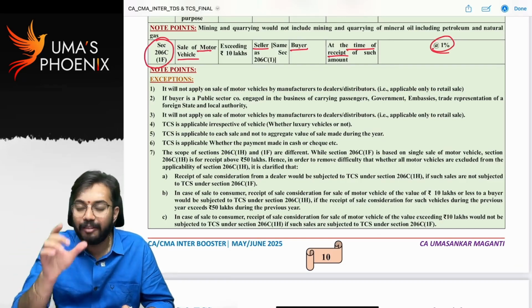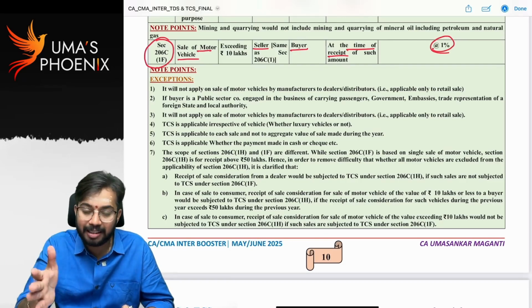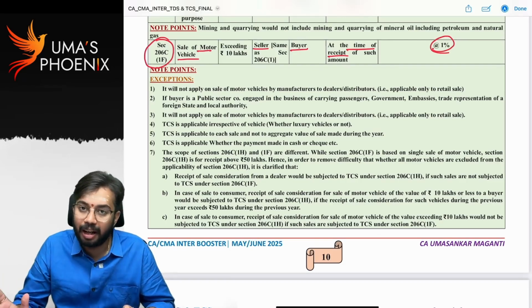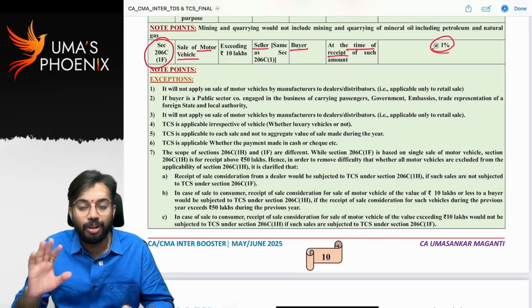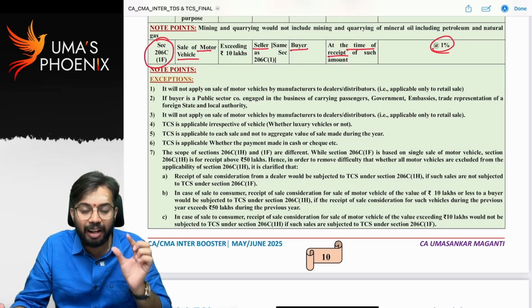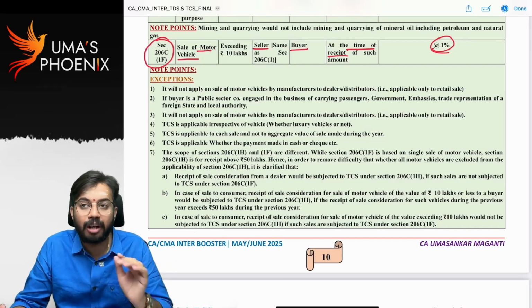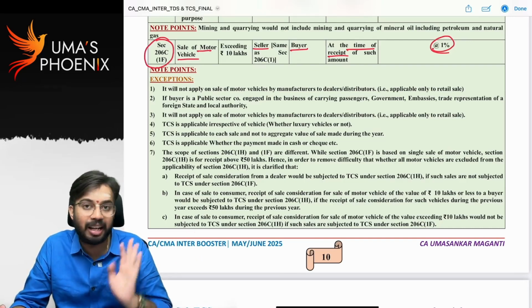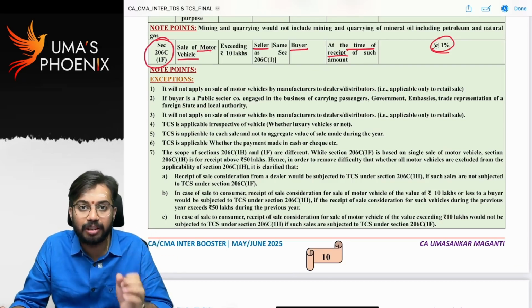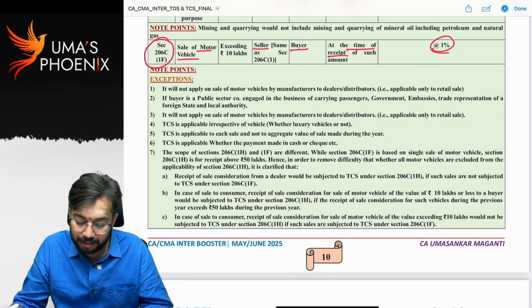The moment the value of the car is more than 10 lakhs, along with the taxable value, additionally TCS is required to be collected. Whether it is a luxury car or a normal car is not relevant. The only thing that is relevant is the value of the car. If the taxable value of the car before GST is greater than 10 lakhs, along with the taxable value, additionally TCS will also be collected. Is it clear?